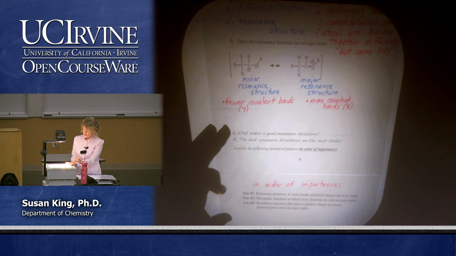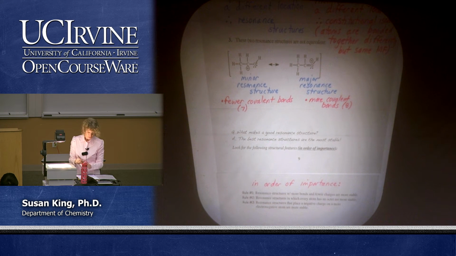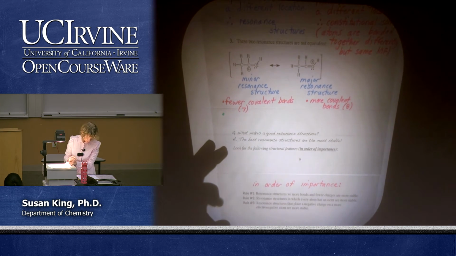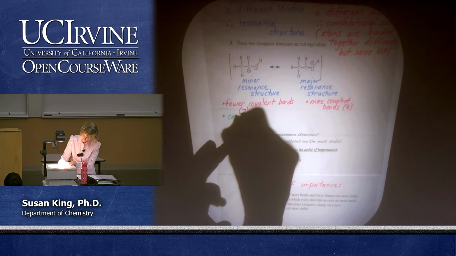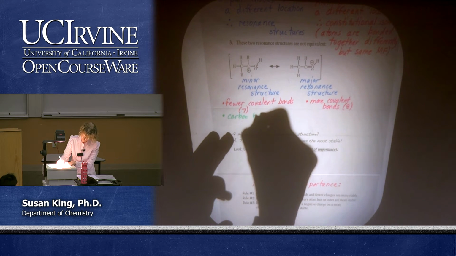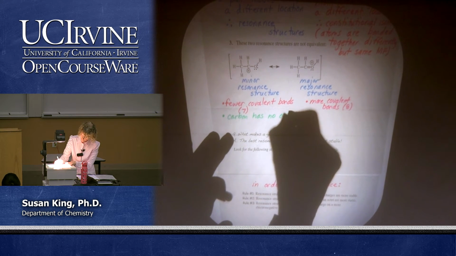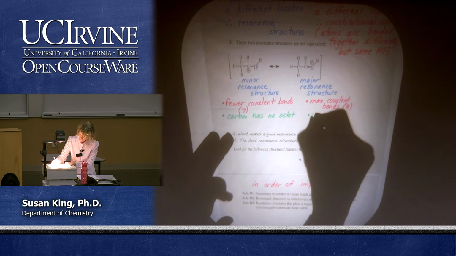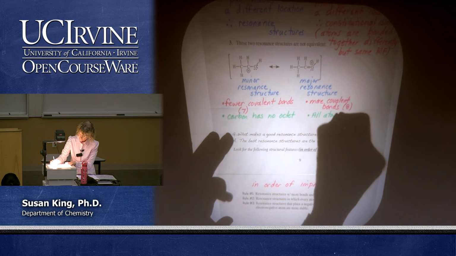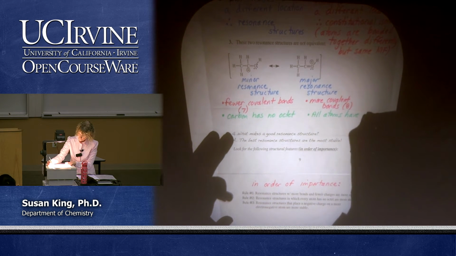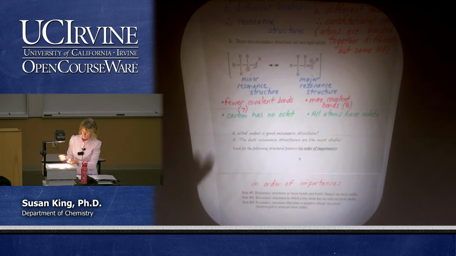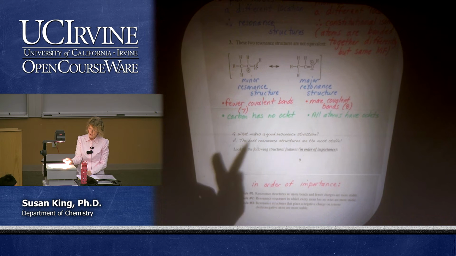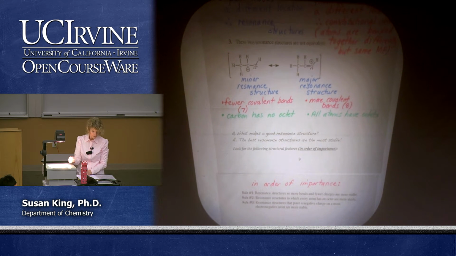Rule number 2, resonance structures in which every atom has an octet are more stable. In this first one here, not all atoms have an octet. Carbon has no octet. Over here, all atoms have octets. So see how those two went together? When you have one less covalent bond, we very often have something without an octet.